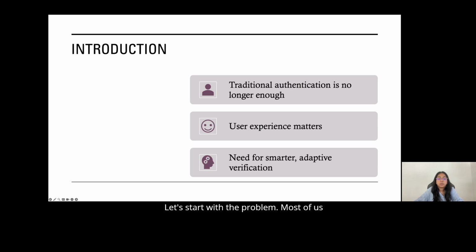Let's start with the problem. Most of us use passwords and sometimes two factor authentication, but with rising threats like phishing and credential stuffing, these methods are no longer sufficient. At the same time, people want convenience. They don't want to go through multiple steps every time they log in. This project explores how we can make authentication more intelligent, adaptive, and less intrusive by using behavior and context.